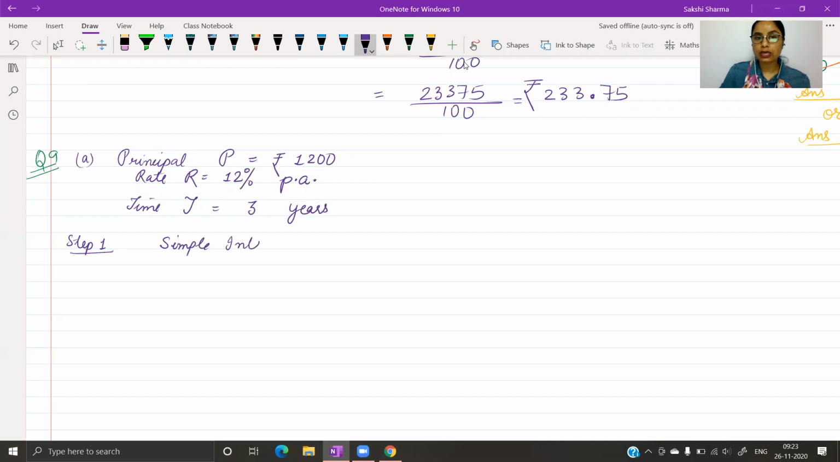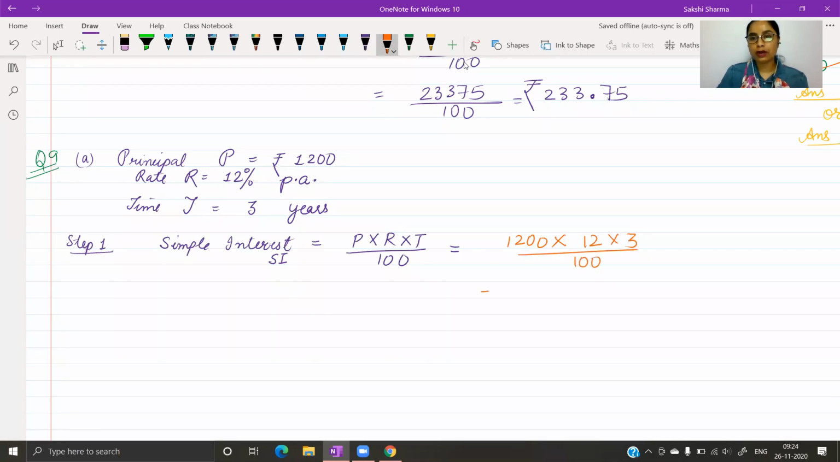Before you find out the amount, the question asks for the amount, but first we will find the simple interest. This is represented by capital S, capital I: P multiplied by R multiplied by T over 100. Use the values that you have over here: 1200 multiplied by 12 multiplied by 3. In the denominator, you have 100 and you will know what the simple interest is. Find out the answer quickly and tell me.